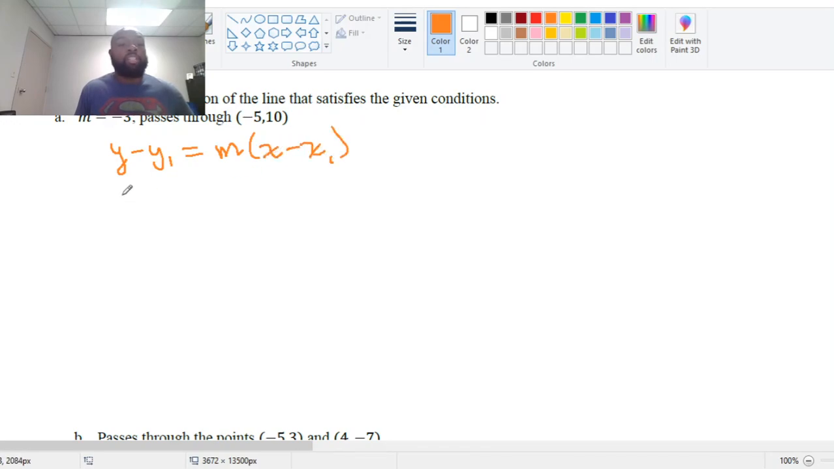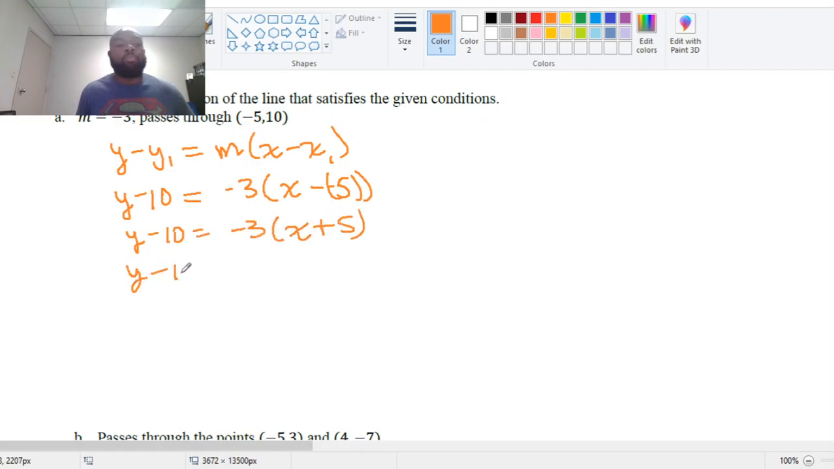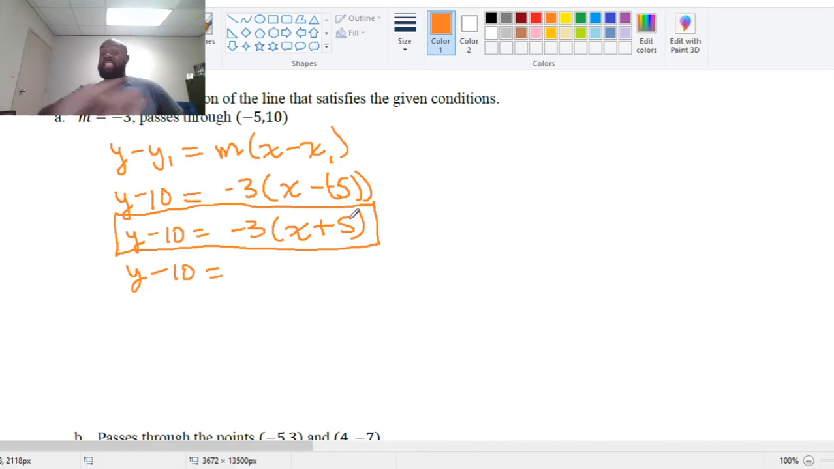And so what I'm going to do is substitute the values that we're given into that equation. Plug in the 10 for y1, -3 for the m, -5 for the x sub 1, right? So I get y minus 10 equals -3 times x plus 5. I can distribute. So, okay, I want to stop here. This is an equation of a line, right? That is it. That is the equation of a line.